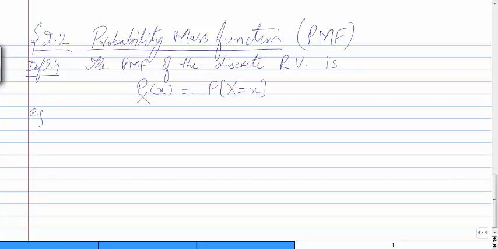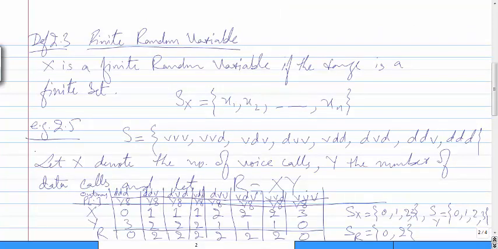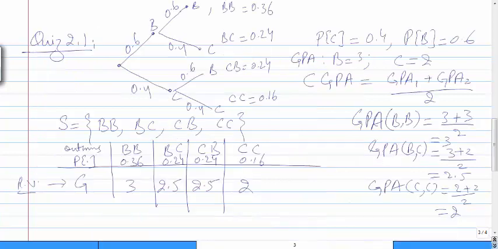Now let's do an example to get an idea about this PMF. The example says: from example 2.5 that we did, what is the PMF of R? If you remember, I go back, we did example 2.5 here, where we made this table and tried to calculate the PMF.